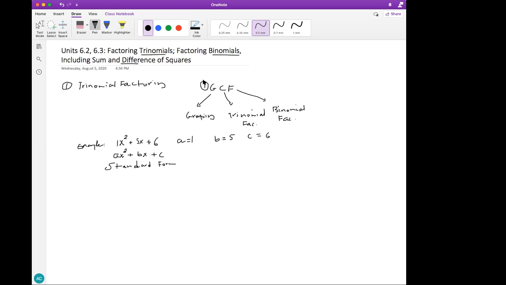So now there's no GCF, nothing is common. X is not common because it's not here, so it's not a common factor. We can't use grouping. Grouping usually requires 2 groups, for example, 2 terms and other 2 terms, or maybe 3 terms and 3 terms. So that doesn't work, this doesn't work, so what's left to do is to try to factor using what we call trinomial factoring. So this is how it's done.